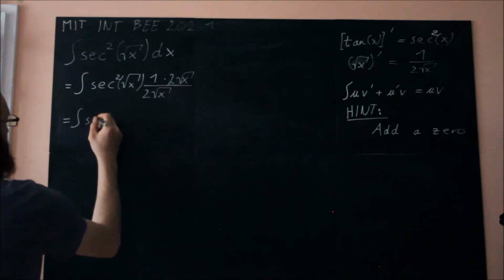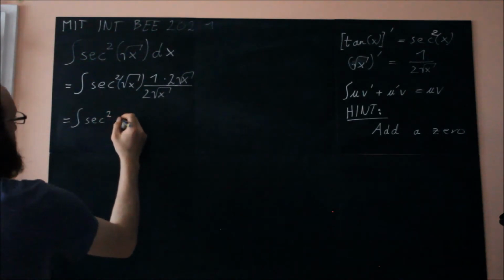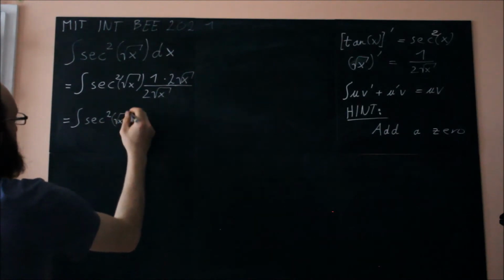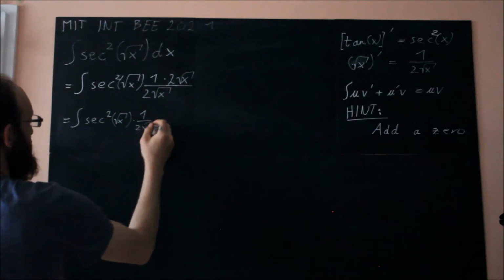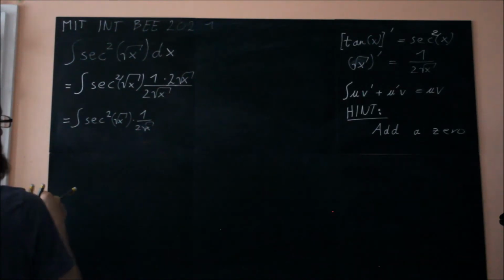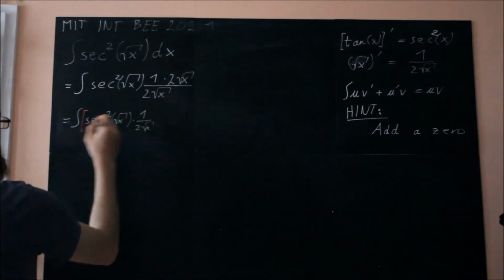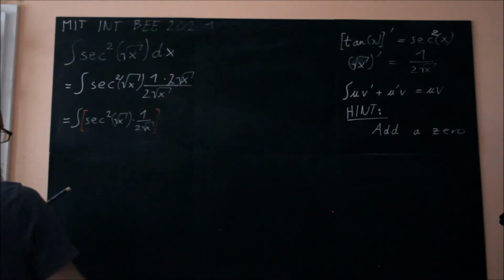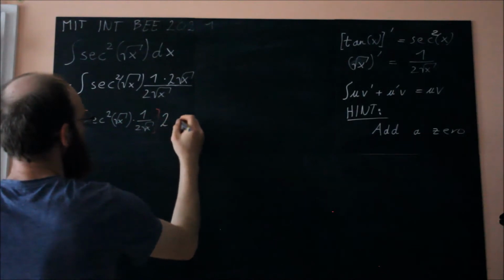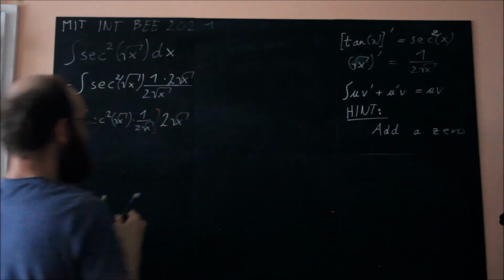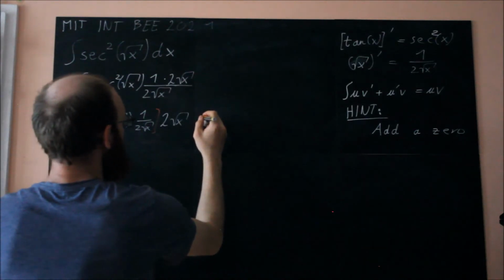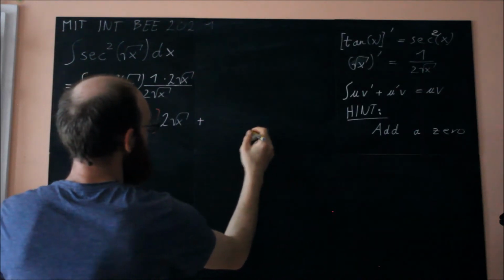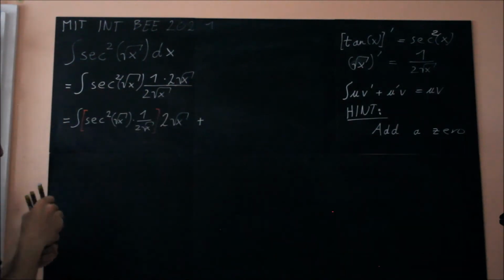I tried to add a 0, so here we have secant square root x times 1 over 2 times square root x, and I use braces here, and then we have 2 times the square root of x. And now what I would like to do is add some stuff and then subtract the same stuff. And how we do this? We do this.